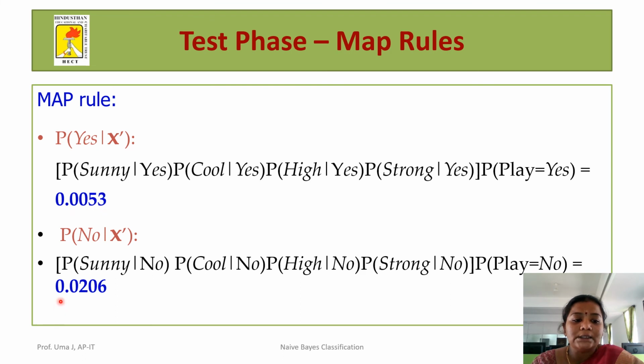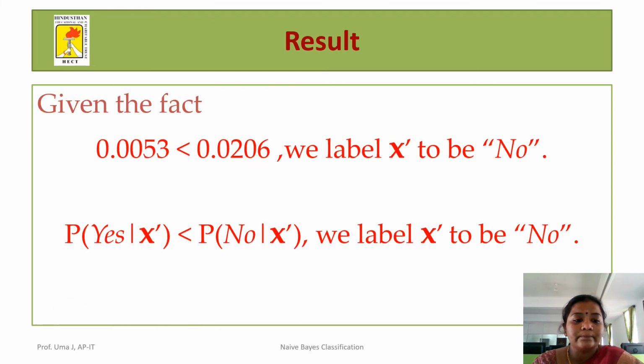From this predicted result, 0.0053 is less than 0.0206. So we label that the given instance predicts that we cannot play tennis on that particular day. I am concluding that the probability of yes on the given data is less than the probability of no on the given instance. So we label that the new instance given in this problem predicts that we couldn't play tennis on the particular day.